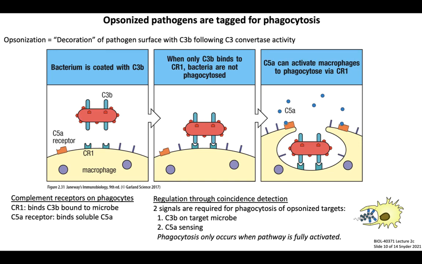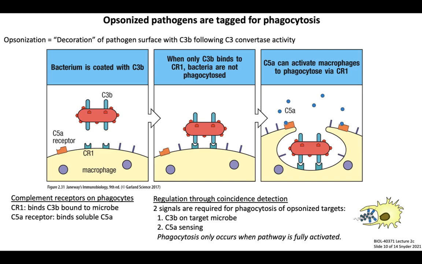Second, the opsonization of pathogens through complement effectively tags them for phagocytosis. Opsonization refers to the decoration of the pathogen surface with C3b following C3 convertase activity, which occurs with all three complement pathways. There are two things that need to happen in order for opsonized pathogens to be successfully phagocytosed.